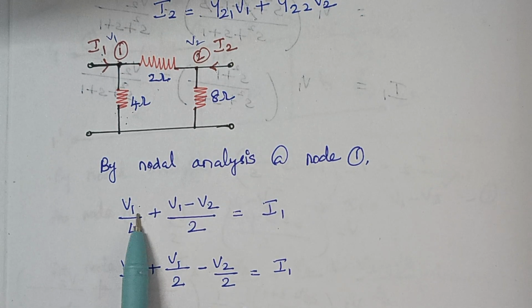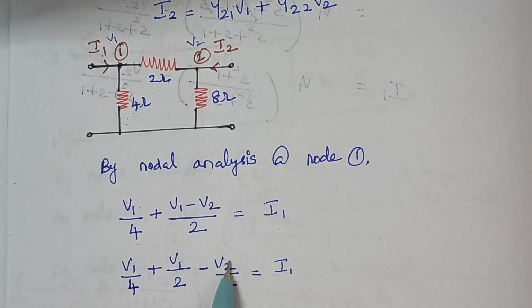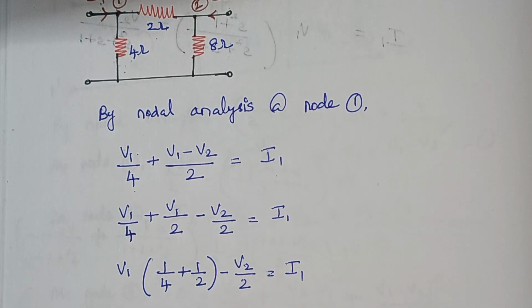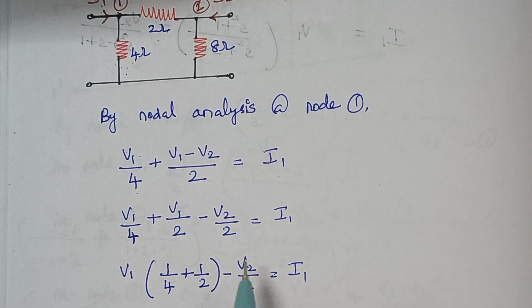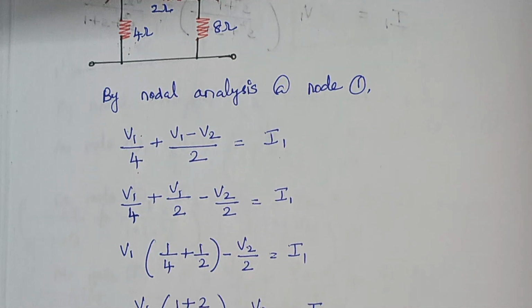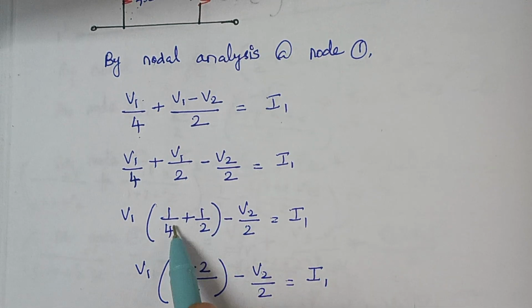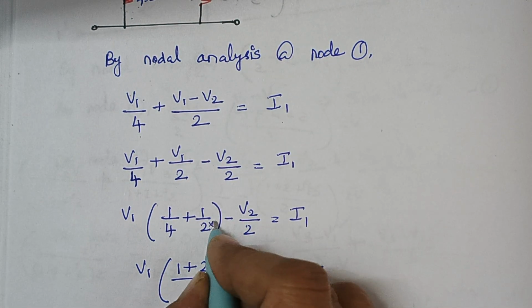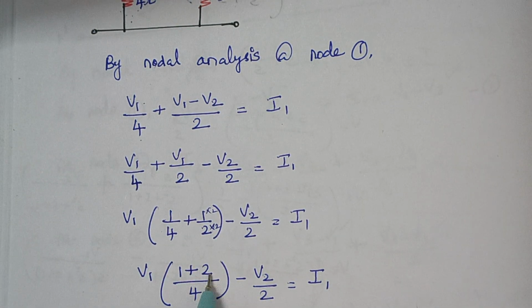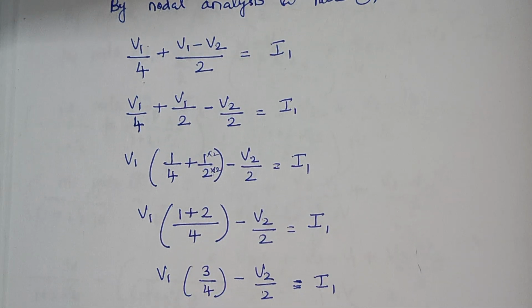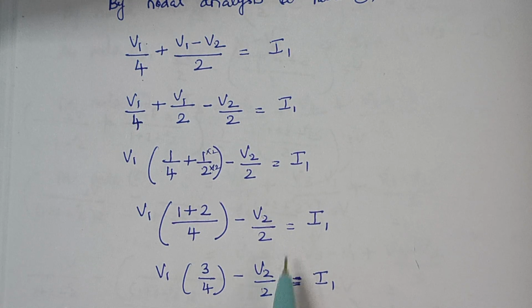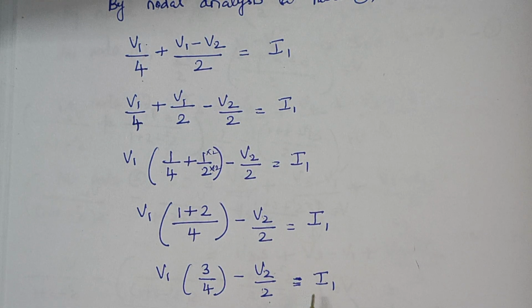So here V1 by 4 plus V1 by 2 minus V2 by 2. Here V1 is common. So when I take V1 outside, the remaining parameters are 1 by 4 plus 1 by 2 and this minus V2 by 2 remains the same. So once you take LCM, here it becomes 1 plus 2 because here I have 4, right? So I am multiplying here by 2. So 1 plus 1 into 2 is 2. So 1 plus 2 which is 3 by 4. And here this term we are having only one V2 term, so keep it as such. So here it is minus V2 by 2 which is equal to I1.